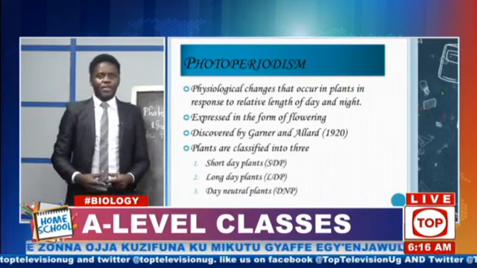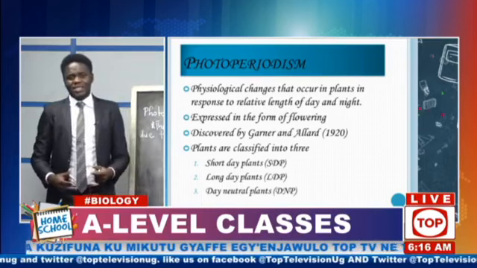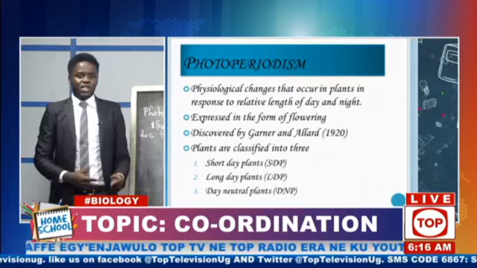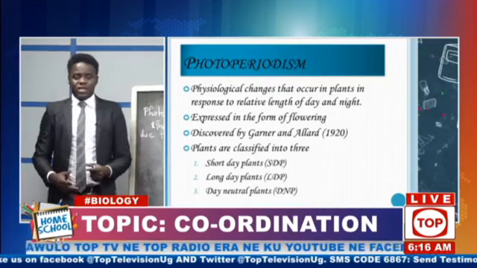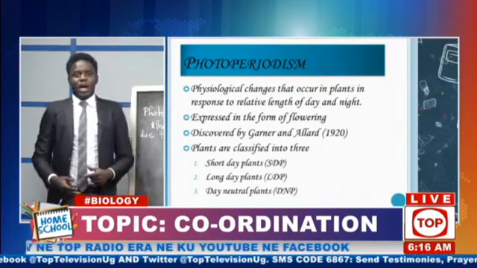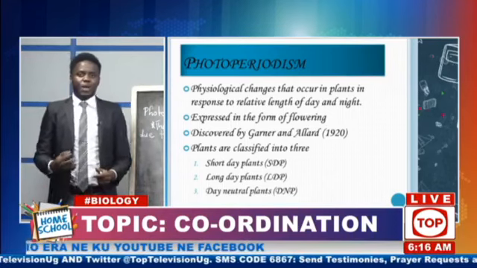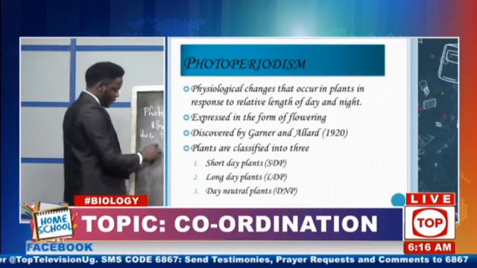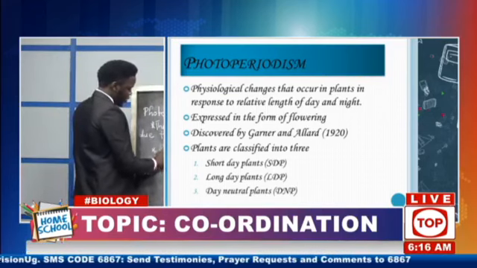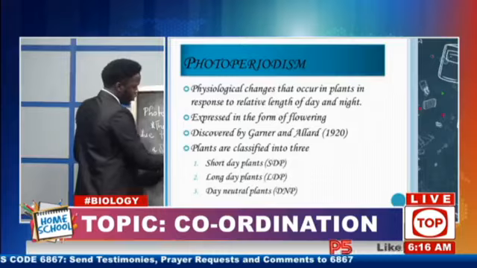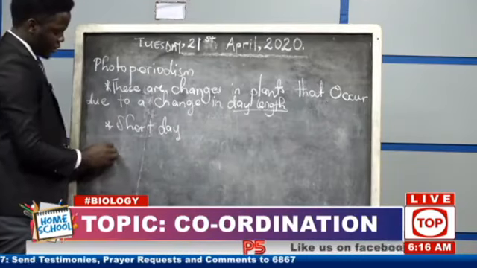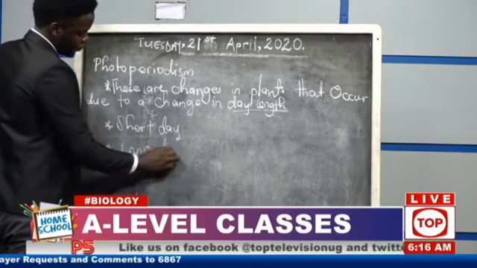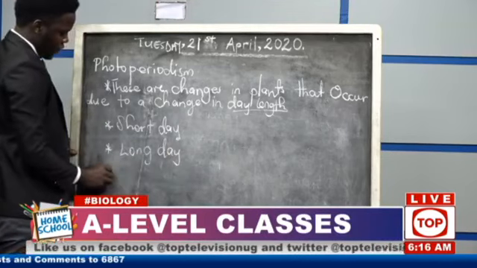So under this, we look at the scientists Garner and Allard in 1920, just a few years after Boysen and Jensen did their experiments. Garner and Allard carried out experiments on photoperiodism, and they discovered three types of plants, three classifications of plants. We have short-day plants. We have long-day plants. And we have day-neutral plants.